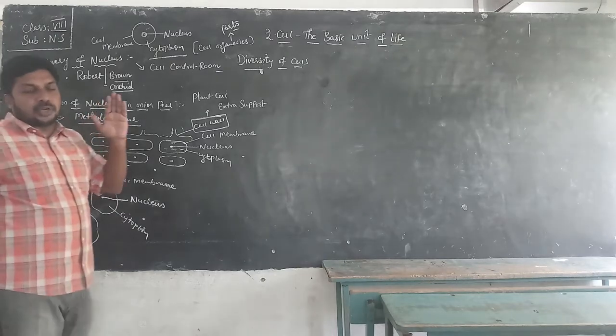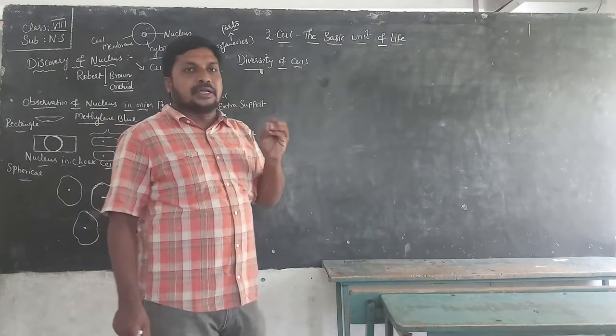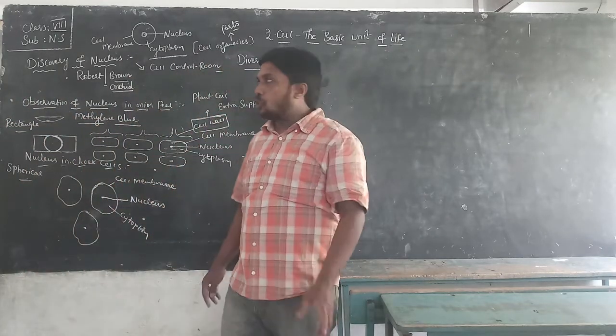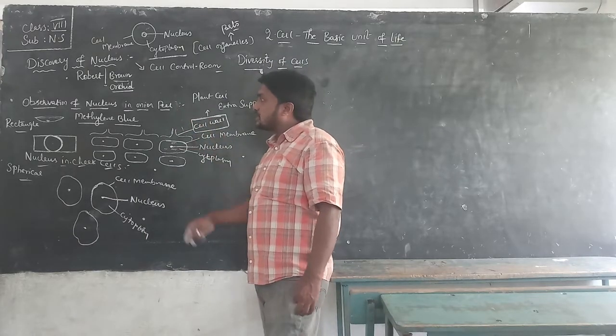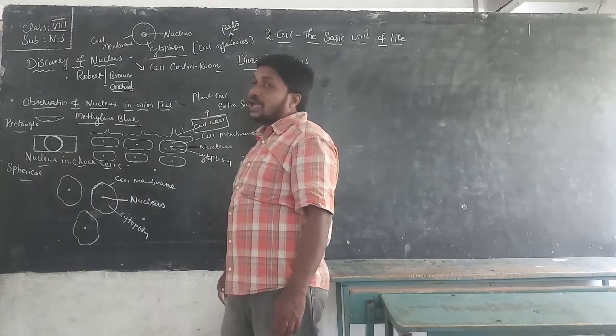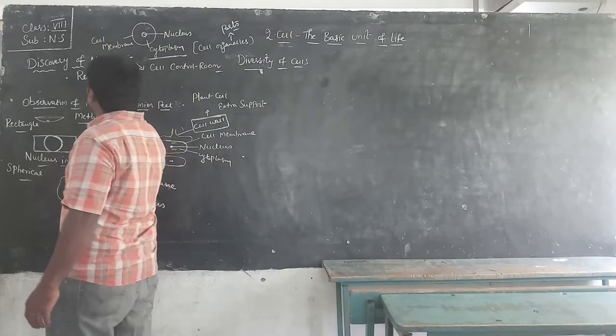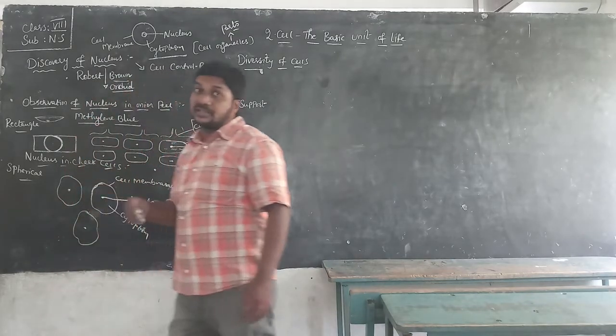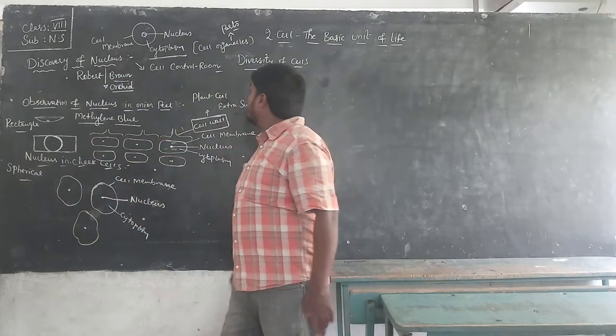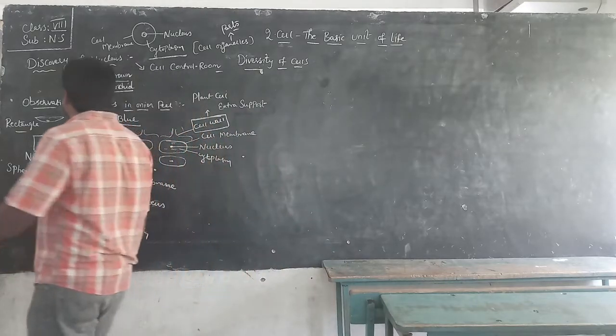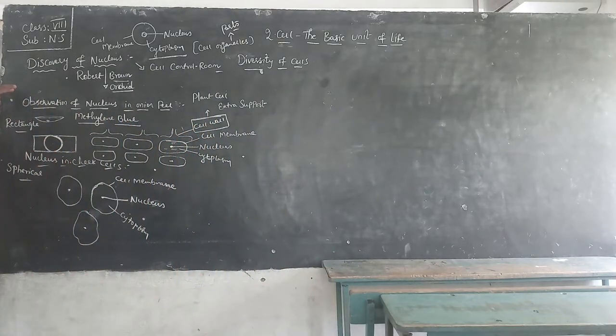If you want to observe the nucleus and cells, we use a compound microscope. If you want to observe the parts in it, you have to use an electron microscope. An electron microscope is helpful to magnify living things up to 10,000 times. So from these two activities, we conclude that the nucleus is present in the center of the cell.